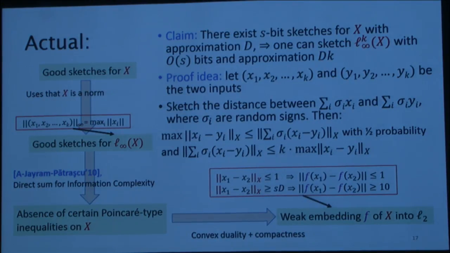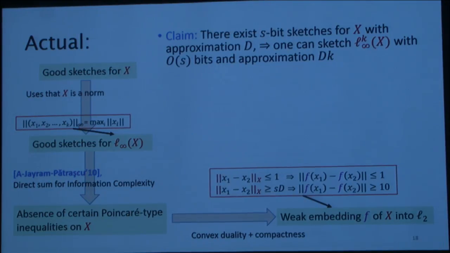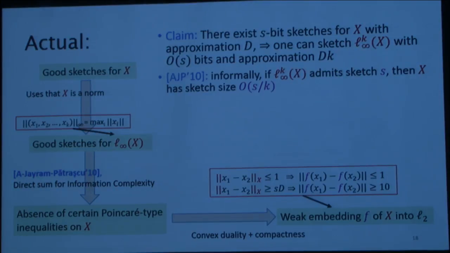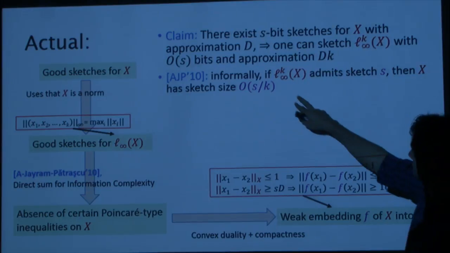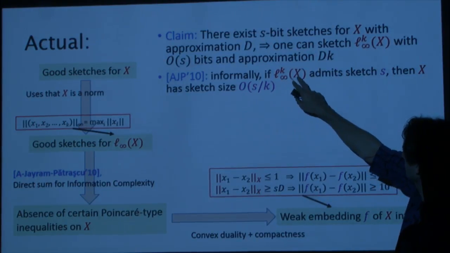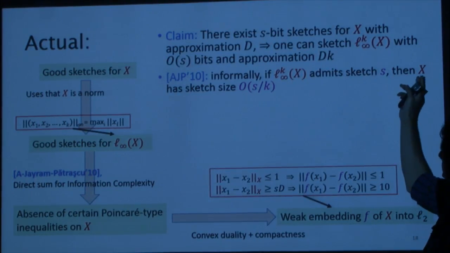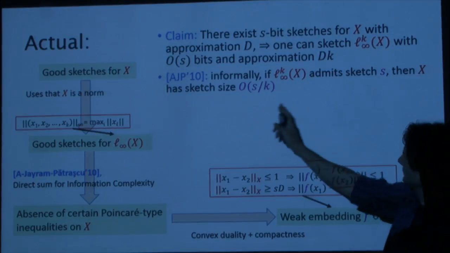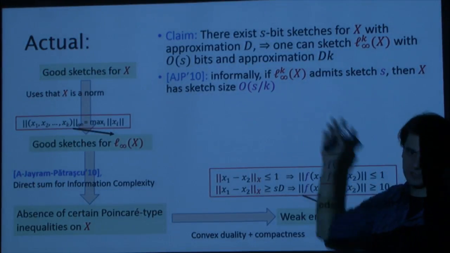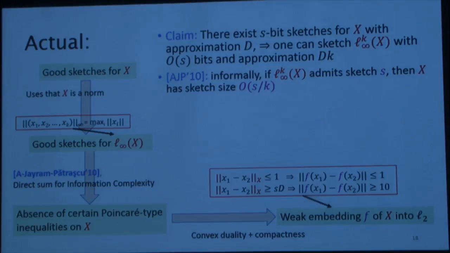Okay. So this is the first reduction, and let me go to the second reduction. We keep this claim. Now, what does this AGP theorem say? Informally, it's just a direct sum kind of question. It says that if the k-dimensional L infinity of x admits a sketch of size s, this means that x itself must have a sketch of size order of s divided by k. So this is a classic direct sum kind of theorem.